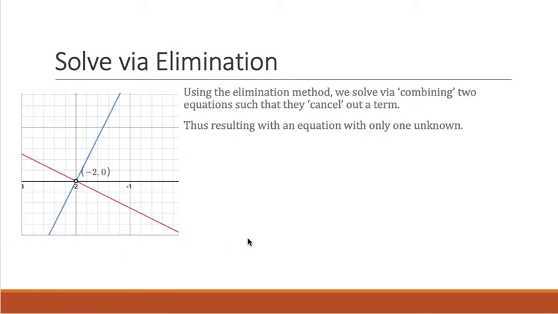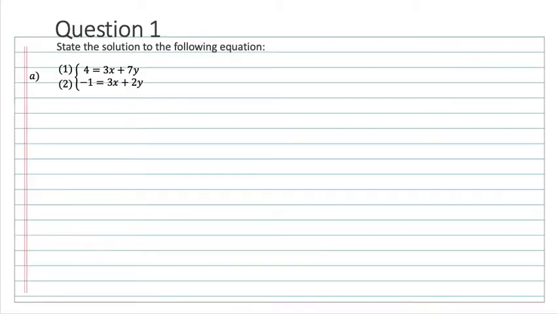Using the elimination method, we solve by combining two equations such that they cancel out a term, thus resulting in an equation with only one unknown. So what would that look like? Well, the best way to explain it is simply by demonstration. Consider we have two equations here, and we want to know the values for x and the values for y.